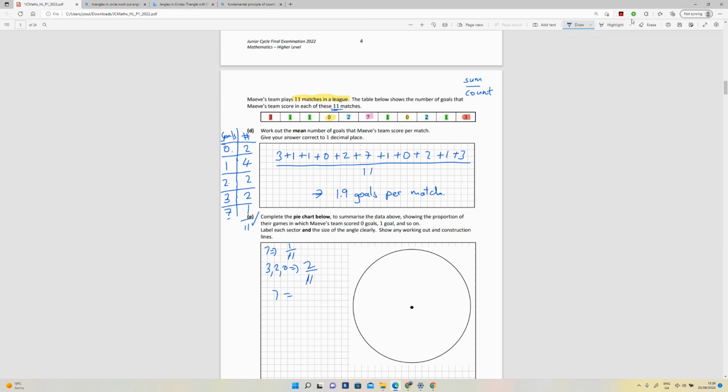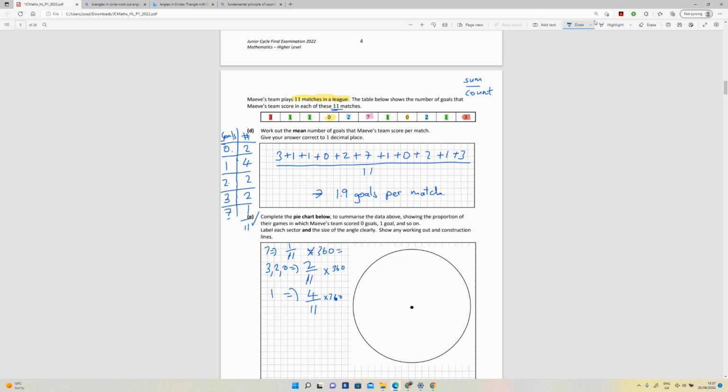Sorry, 1 first. Forgot about the 1. So the 1 is the largest pie. So that's 4 over 11. And the 7 then is 1, which I've already covered. Okay. So 1/11 then multiplied by 360 degrees is going to give us some number. 2 11ths is going to give us another. And 4 11ths is going to give us another.